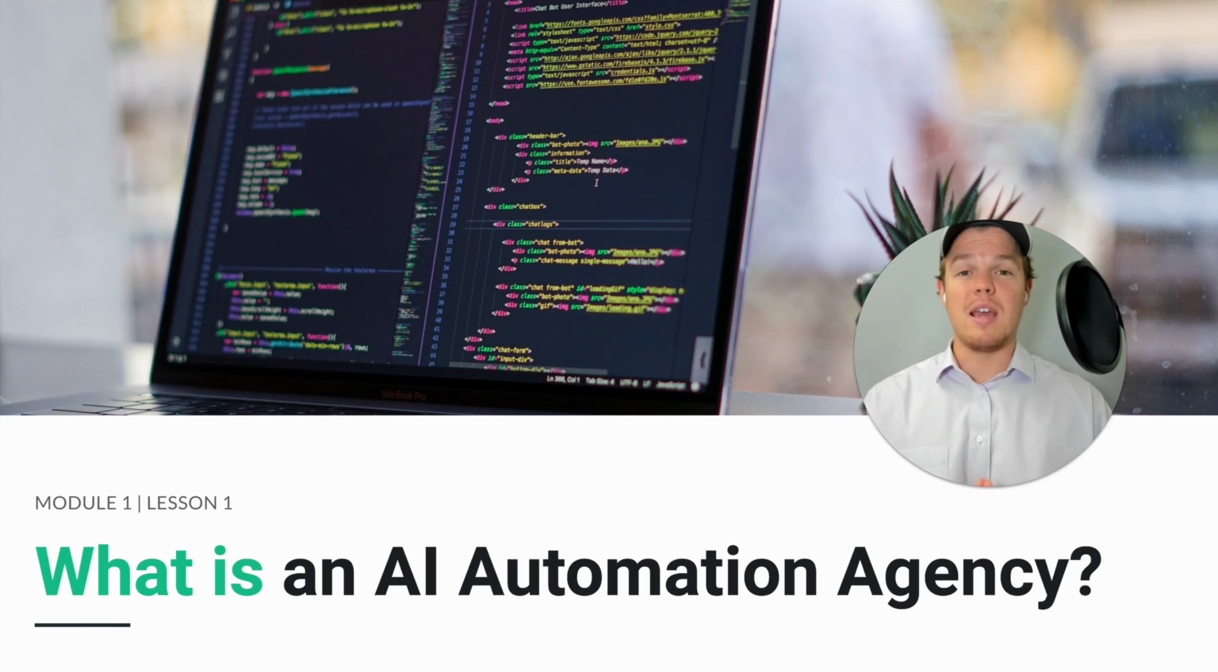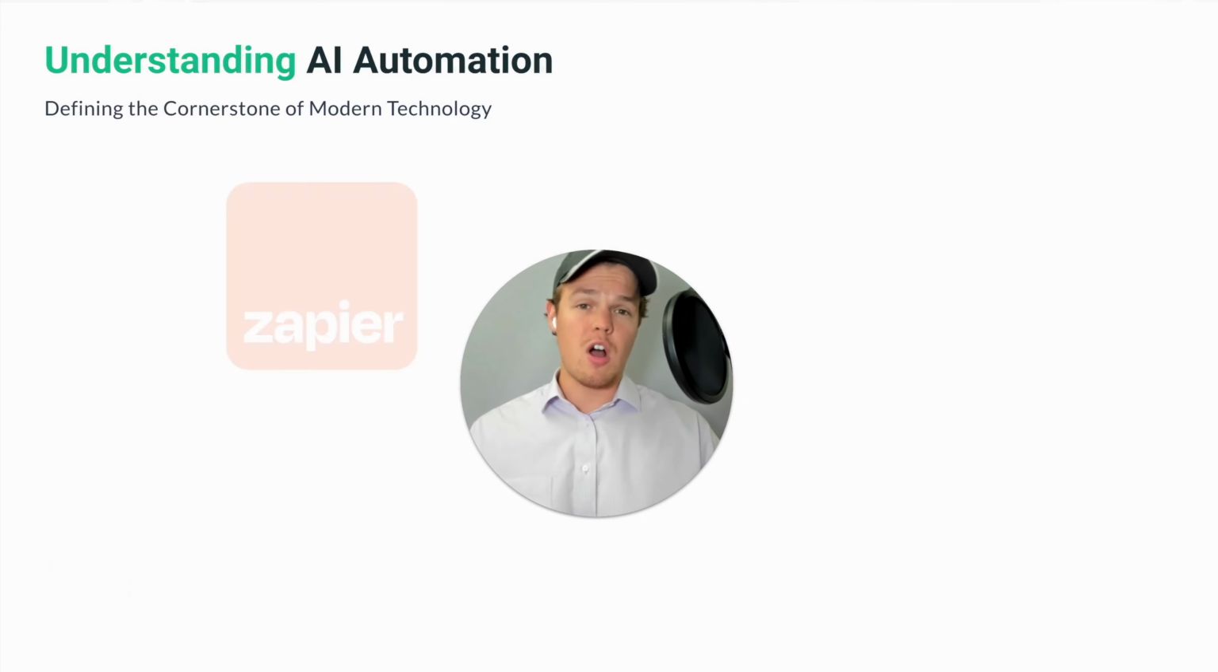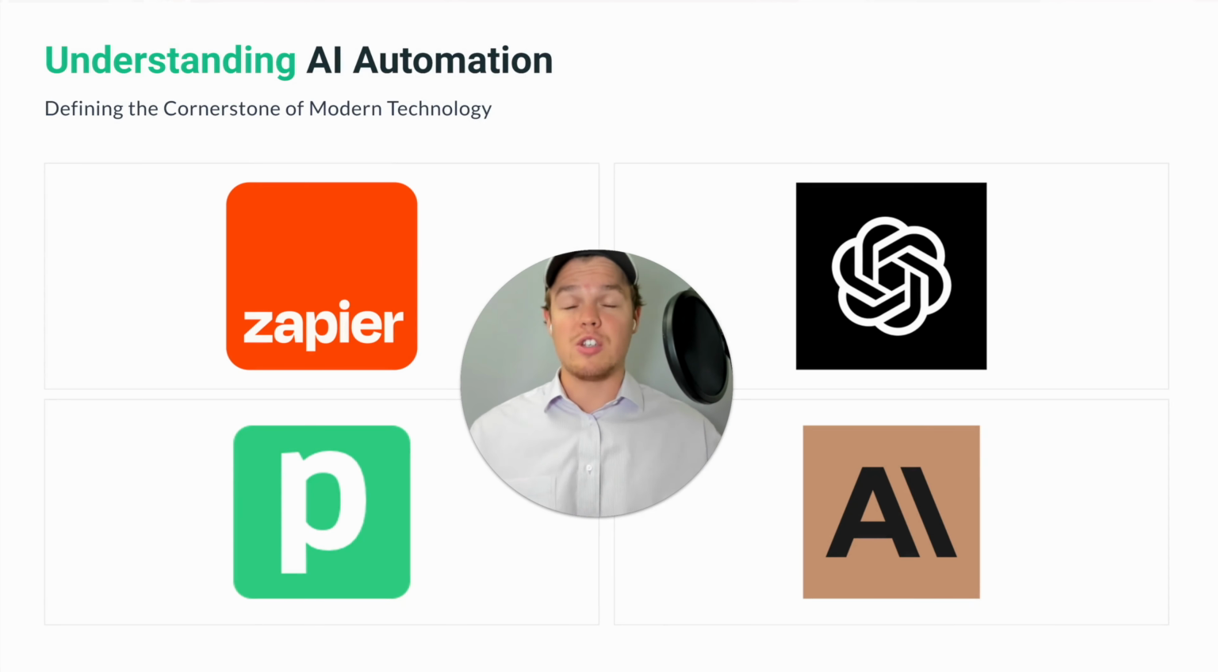Okay, let's go ahead and begin. Let's get a foundational understanding of what an AI automation agency is and everything entailed with it. To start off, we need to understand the tools that are associated with an AI automation agency at the ground level. And essentially what it is for us is going to be an automation platform and an artificial intelligence platform.